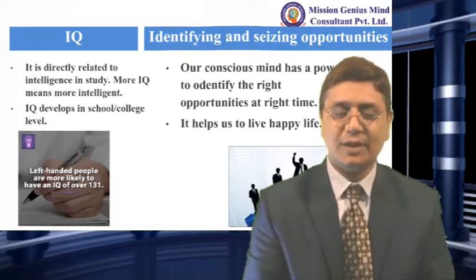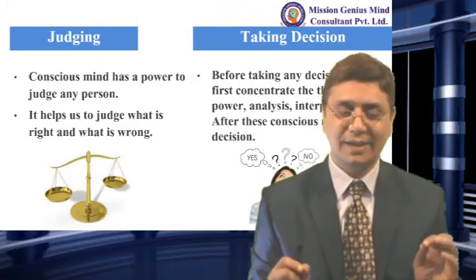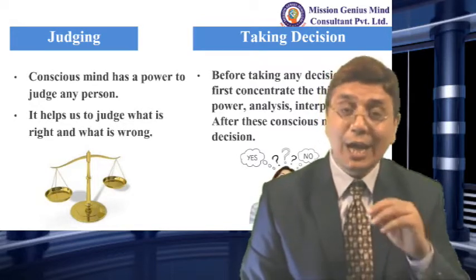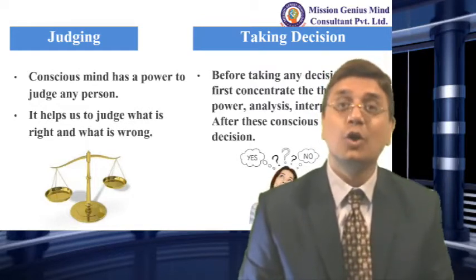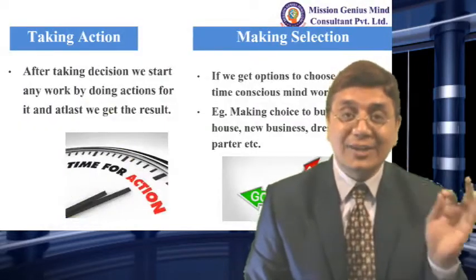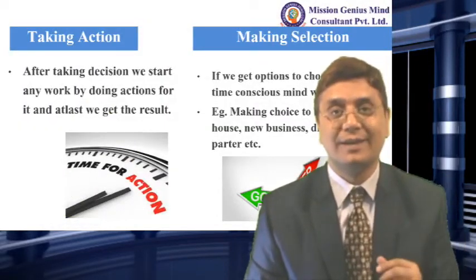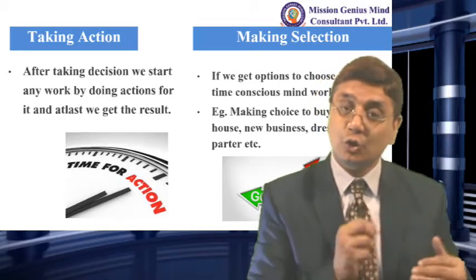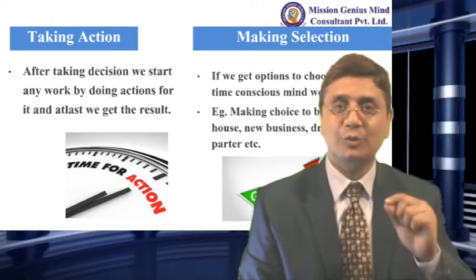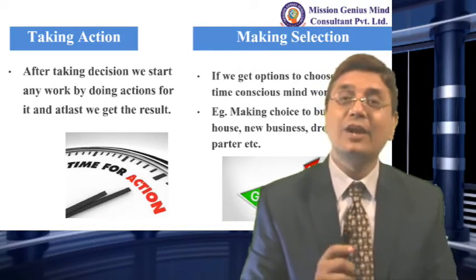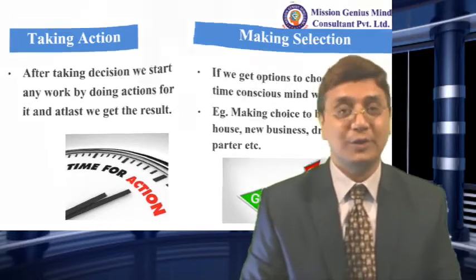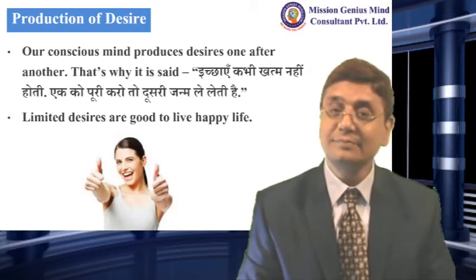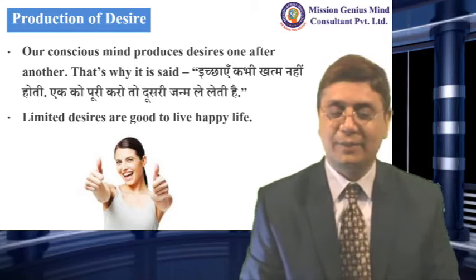Okay, let's understand a little bit more. All the judgment, whether this is good or bad, comes from the conscious mind. Taking any kind of decision comes from the conscious mind. Taking any kind of action comes from the conscious mind. Okay, just remember very clearly, so that we can utilize this concept to the best of our knowledge. Making any kind of selection is a part of your conscious mind. Production of the desire is a job of the conscious mind.